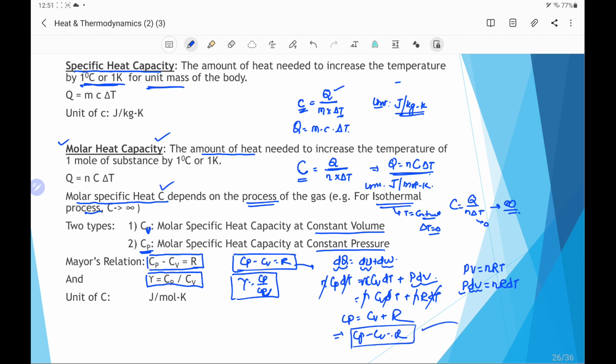So we have to remember this formula, Cp minus Cv equal to R and gamma equal to Cp by Cv.